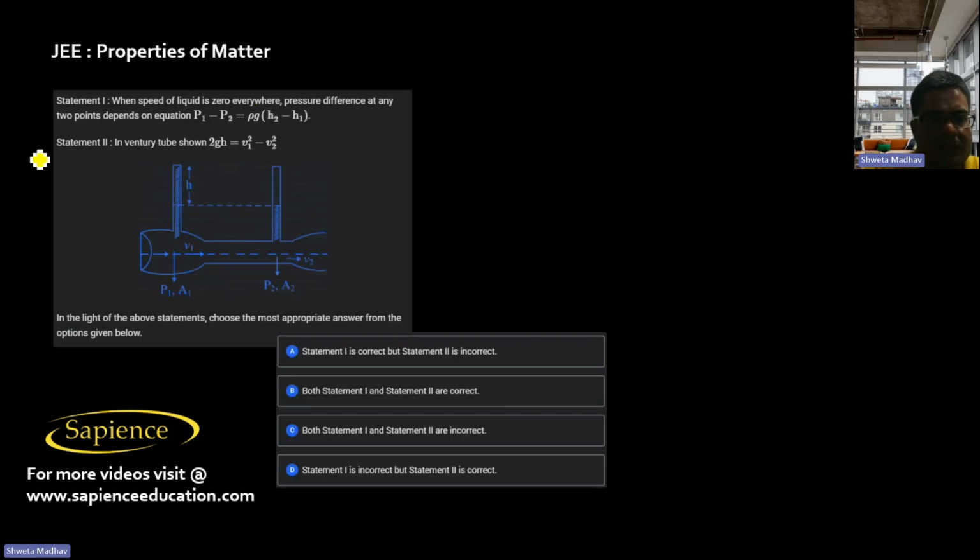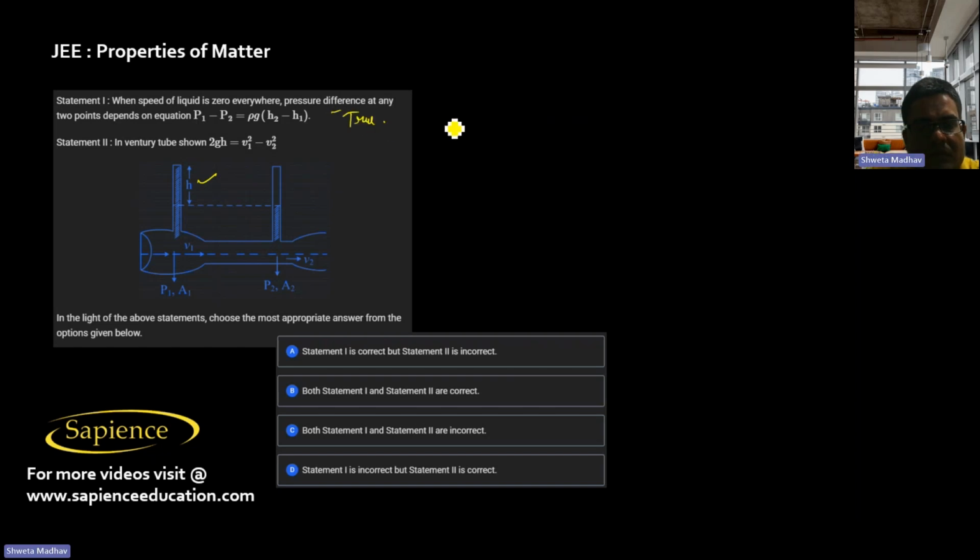Then here it is told when speed of liquid is 0 everywhere, pressure difference at any 2 points depends on the equation P1 minus P2 equal to rho g (H2 minus H1). Statement 2: in Venturi tube shown, 2gH is equal to V1 square minus V2 square. We have to solve it. So now pressure difference is obviously rho g into (H2 minus H1). So here H2 minus H1 is H. So statement 1 is obviously true.